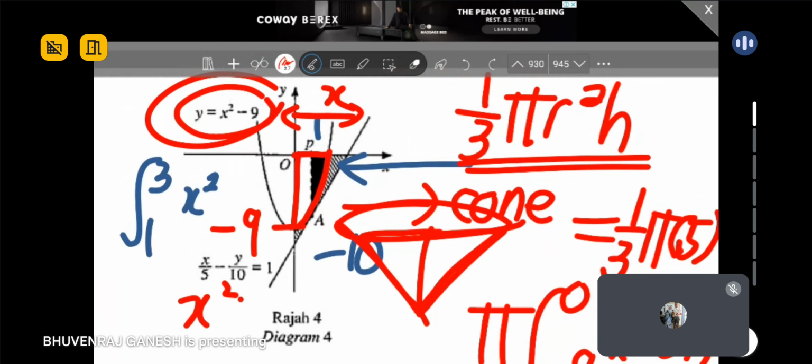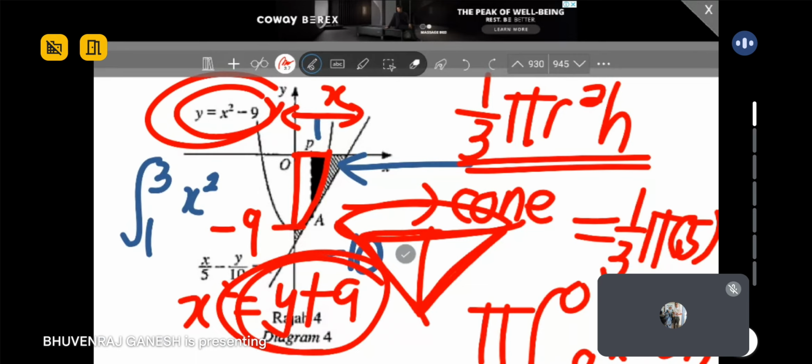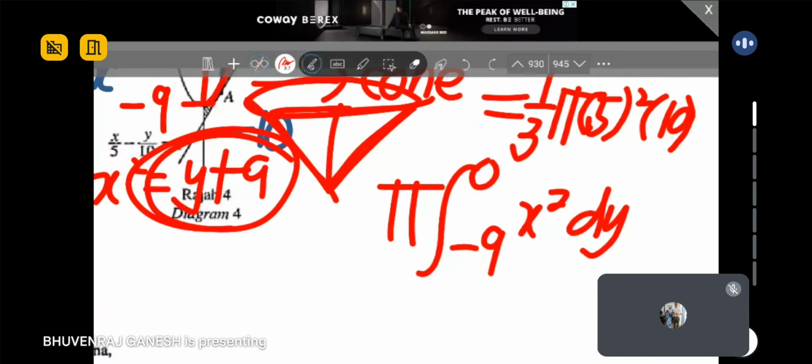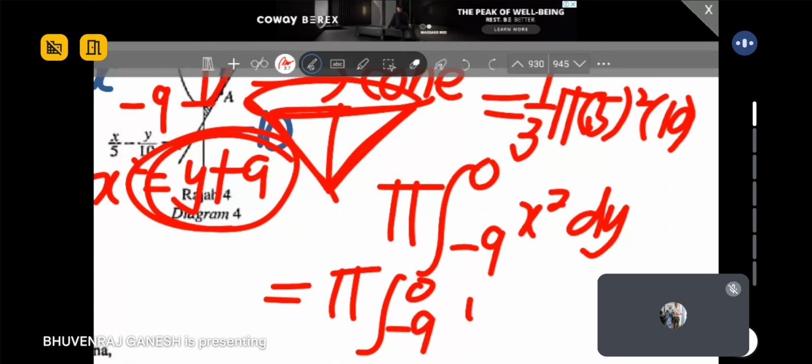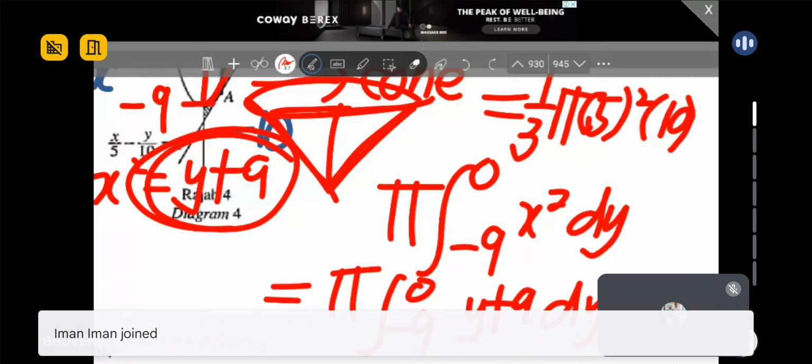So x squared you can get from here. x squared is equal to y plus 9. So you just need to substitute this. Gantikan yang ni saja. So you will get something like this: integral from 0 to negative 9 of y plus 9 dy. Can you all understand? 1 or 2?